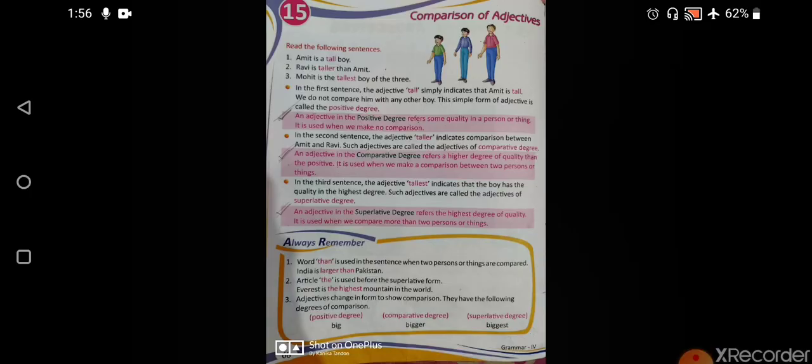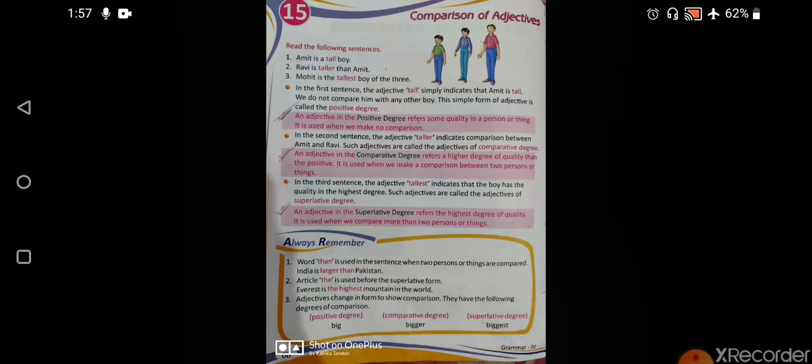As you already know, what are adjectives? Adjectives are actually the words that add meaning to the noun, and comparison of adjectives is done when we are making comparison between two people or three people. For example, if we have to see whether something is bigger than the other one, we use these degrees of comparison. These degrees of comparison are of three types: positive degree, comparative degree, and superlative degree.